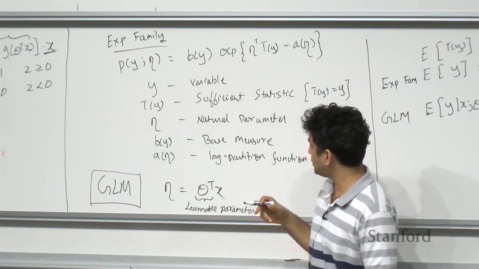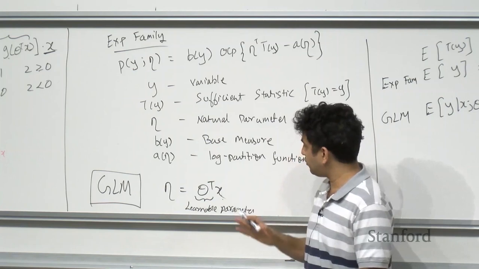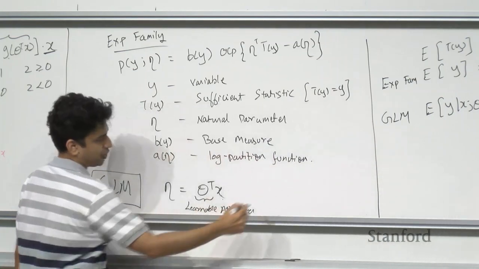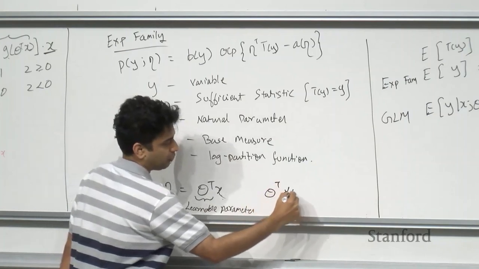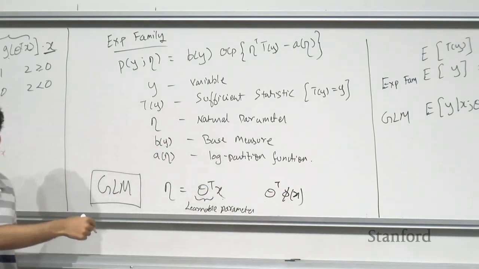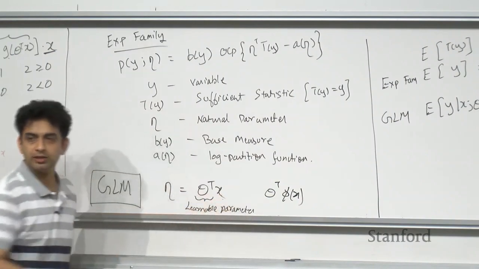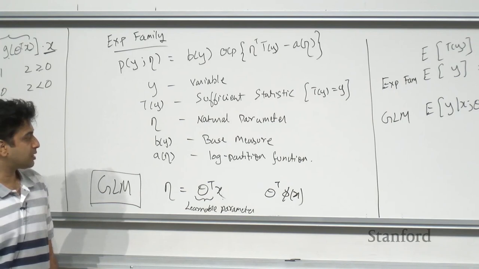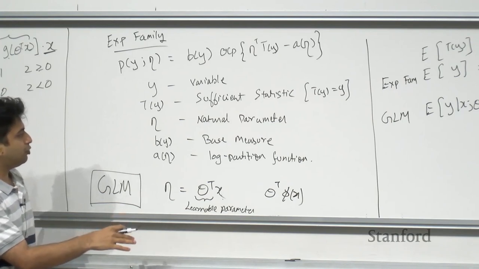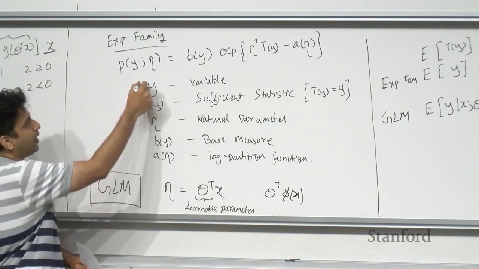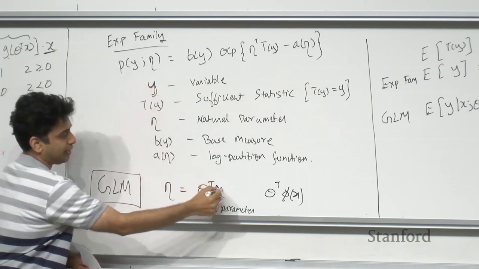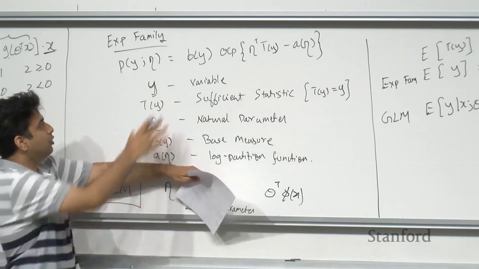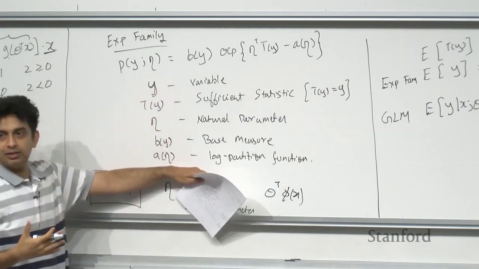So good question. Feature maps are kind of orthogonal to this. You can still use feature maps where instead of theta transpose x, you do theta transpose phi of x. So you can introduce feature maps into generalized linear models. It's a separate concept. What GLM allows you to do is connect y's with x's, right? Without GLM, you have only y's. There are no x's in the exponential family.